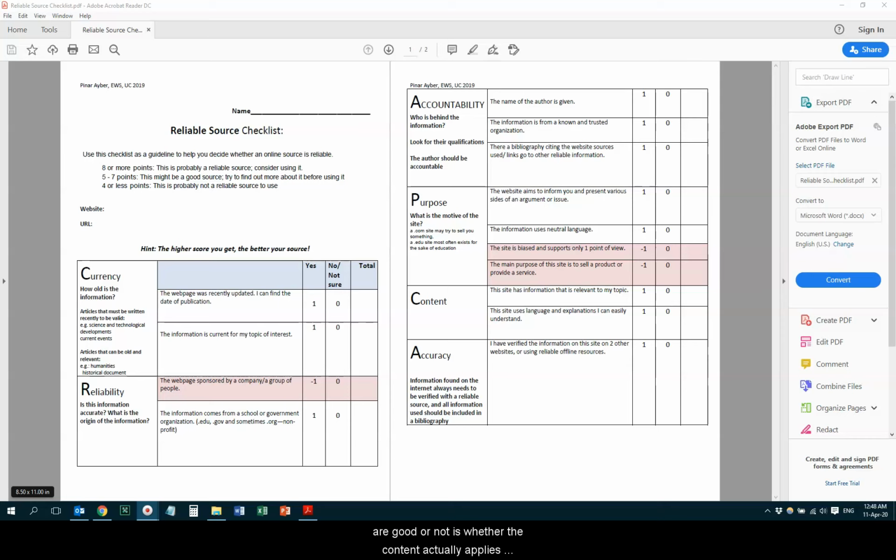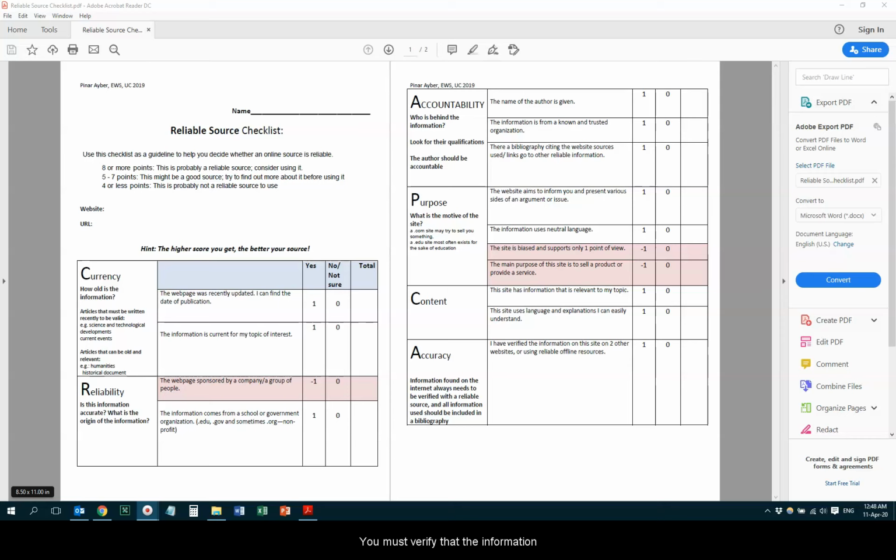Of course, a very large area that is really important when determining whether your source is good or not is whether the content actually applies and is relevant to your topic. Make sure that you use sources that actually have information that you need to use for your essay. Don't just grab sources because your topic is mentioned. Also make sure that you use sources where you can understand the language and the explanations are easy for you to understand. Don't try to find long 30-page academic articles if that's not something that you're comfortable reading and taking notes from and understanding.